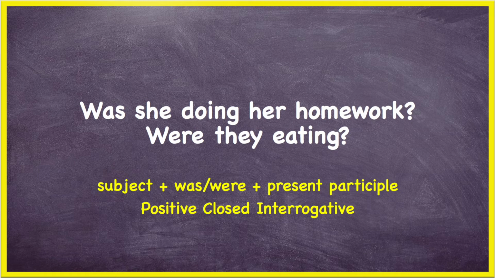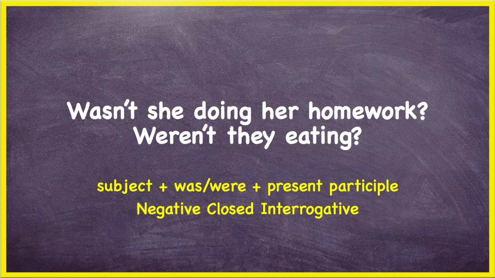So we're going to use the word interrogatives here, okay? So just know that the word interrogative is a fancy word for question. An affirmative closed interrogative, so these are yes or no questions, is was or were plus subject plus present participle. So was she doing her homework? Were they eating? And you could answer yes, they were, or no, she wasn't, right?